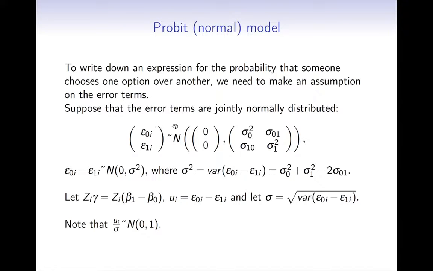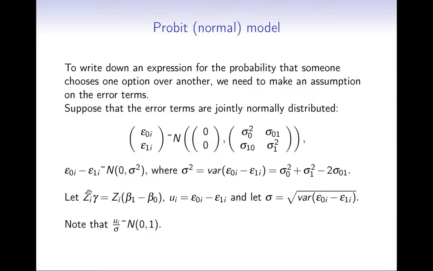Okay, so one assumption we can make is that the error terms are normally distributed. Okay, so there are two error terms, so that means they're jointly normally distributed. So they have mean 0, and this is their variance covariance matrix. So the difference between two normal random variables is normal. Okay, so therefore the difference between epsilon 0 and epsilon 1 is going to have a normal distribution. And we can figure out the variance is going to be sigma 1 squared plus sigma 0 squared minus 2 times the covariance.